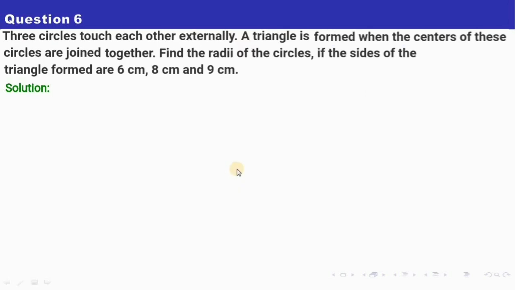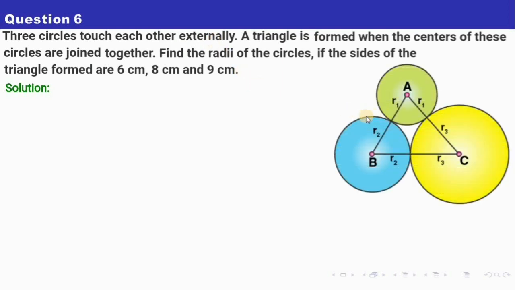Okay, let's have a look at the last question for the day. The question says 3 circles touch each other externally. That means we have 3 circles which touch each other externally, so they are not intersecting. If you see here carefully, a triangle is formed when the centers of these circles are joined.